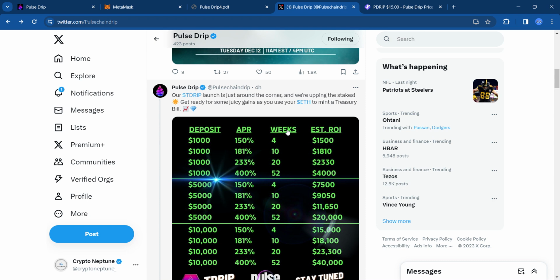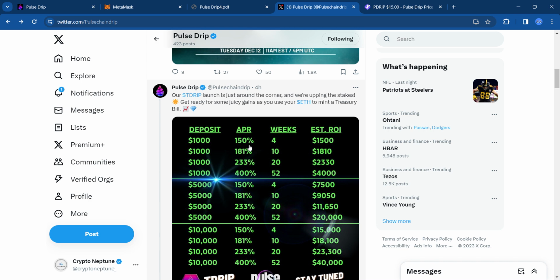It's a look at how the treasury bill will look, or how you can earn your passive income with TDrip. It says our TDrip launch is just around the corner and we're upping the stakes. Get ready for some juicy gains as you use your ETH to mint a treasury bill, right? So if you deposit $1,000 at 150% for 4 weeks, that'll be your estimated return on investment. Let's say you go 52 weeks, looks like they're going to give you 400%, which is a nice surprise, up to $4,000.